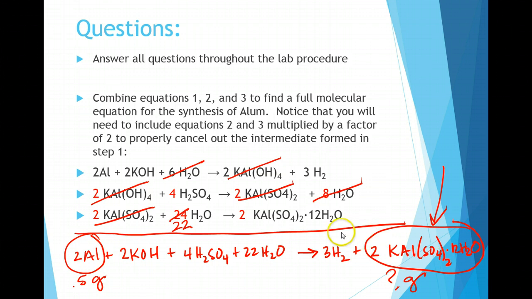So starting from 0.5 grams of aluminum, you should be able to again determine the theoretical yield of grams of alum. And just another tip to make sure you're on the right track, the final amount of product of alum, depending on your starting amount of aluminum, should be somewhere between 5 and 10 grams. If you're not getting a number there, then you'll want to check with me.